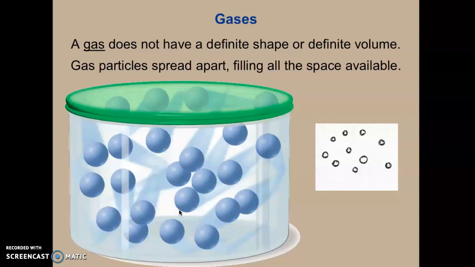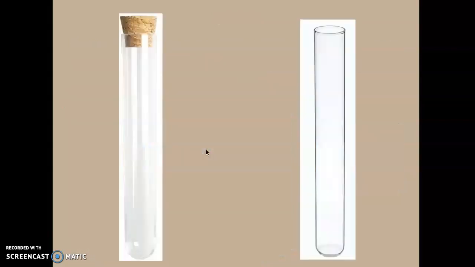Gases are going to have so much energy that they literally are bouncing around. They're bouncing off the walls, and that's why you see these streaks behind each of these particles. Gases also don't have a definite volume because, since they take the shape of their container, they're going to spread out, and the gas will take the shape and the volume of that container as well.